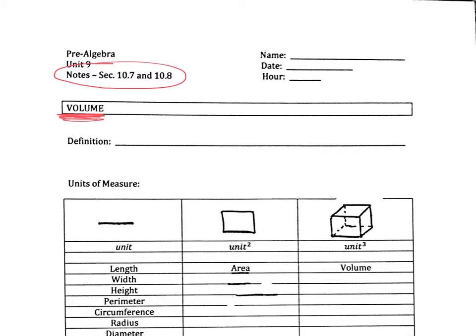Alright, the definition of volume. Volume involves filling containers with cubes. We're filling up containers with cubes. Filling. With what? With cubes. Alright, say that to yourself. What is volume? Yep, filling with cubes.